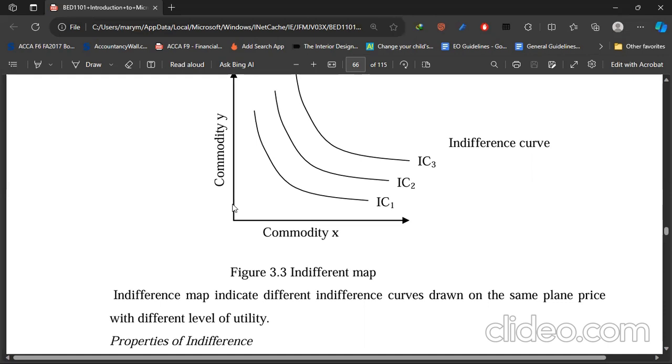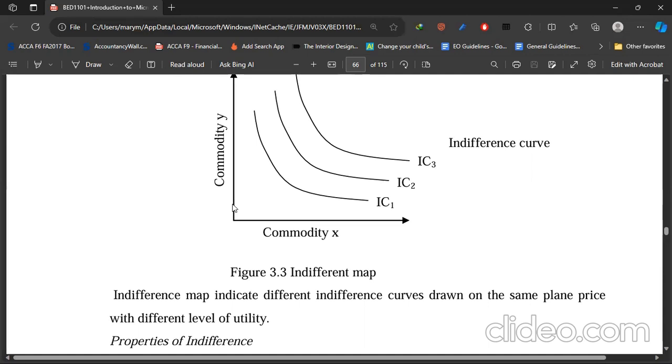Now, when you look at another property, it is that the difference curves slope downwards. The only way an individual can increase consumption of one good without gaining utility is to consume less of another good and generate the same amount of utility. That is the utility we're discussing, the point of satisfaction.